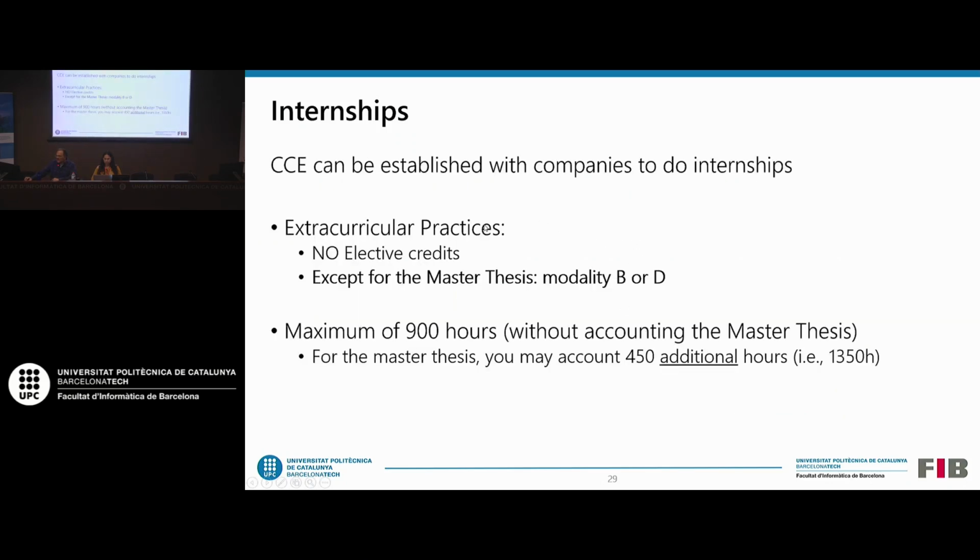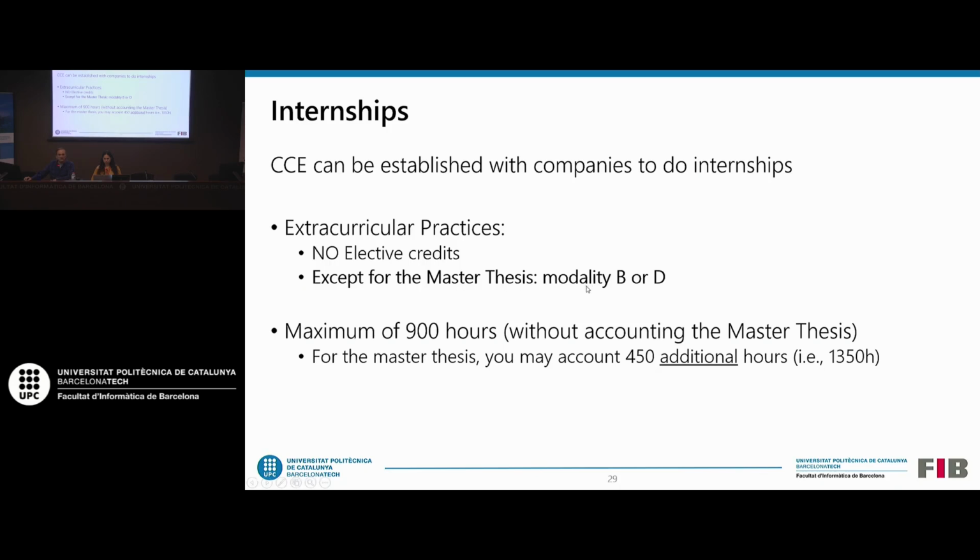In this master, you can do practices that are called extracurricular. It means that you cannot get ECTS credits for them. You just do it for the sake of improving your CV. There is an exception, the master thesis. We allow you to do the master thesis of 30 ECTS in a company, in an internship. This is the only exception.